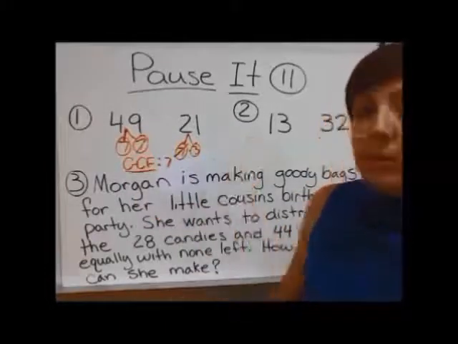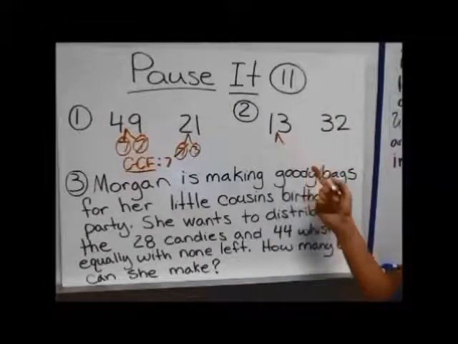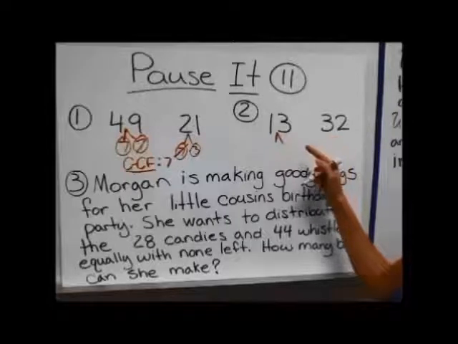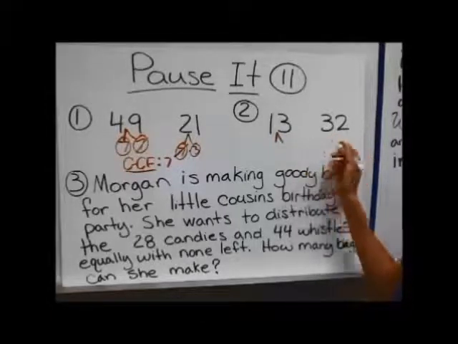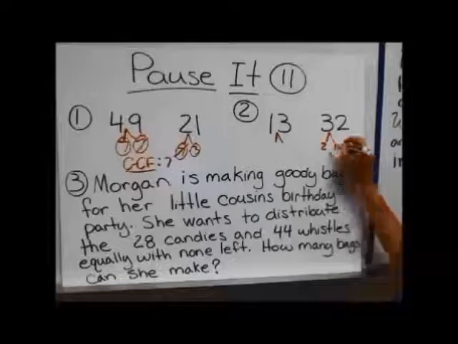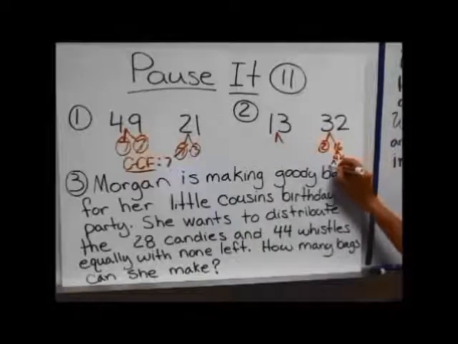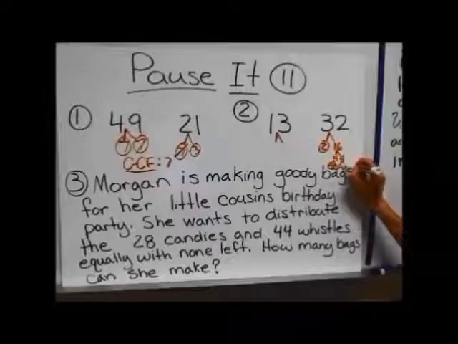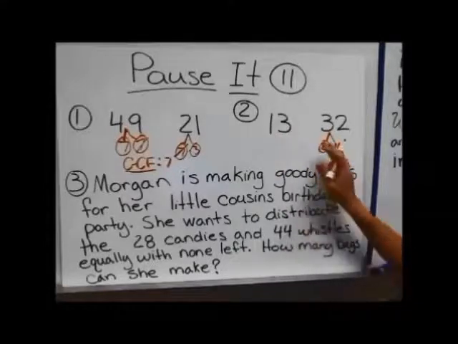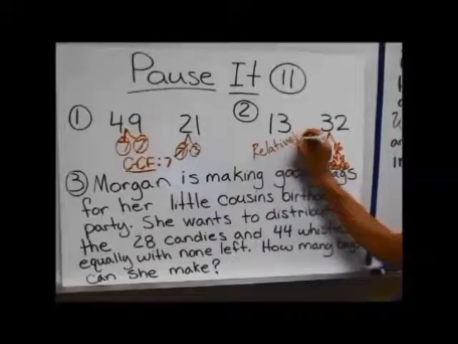Number 2, I have 13 and I have 32. Well, 13 only has 1 and 13 as factors. So 32 would have to have 13 as a factor, or the 2 numbers are going to be relatively prime. So let's try this one out. Let's see, it's 2 and 16. And 16 breaks into 4 and 4. And the 4s will break into 2 and 2. But they have nothing in common with 13. So I can say that 13 and 32 are relatively prime.